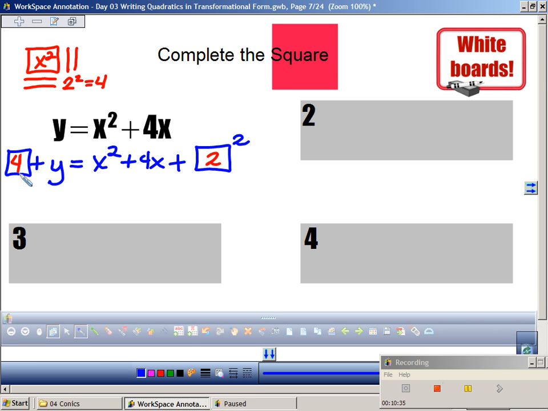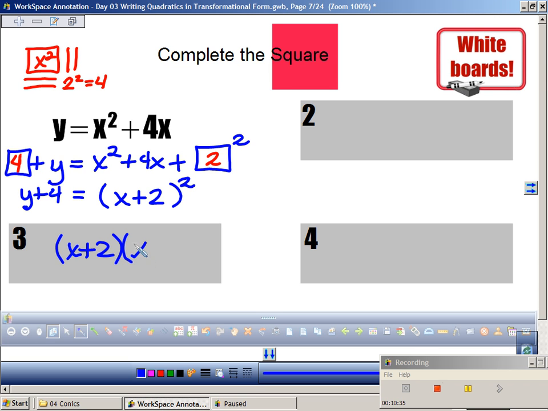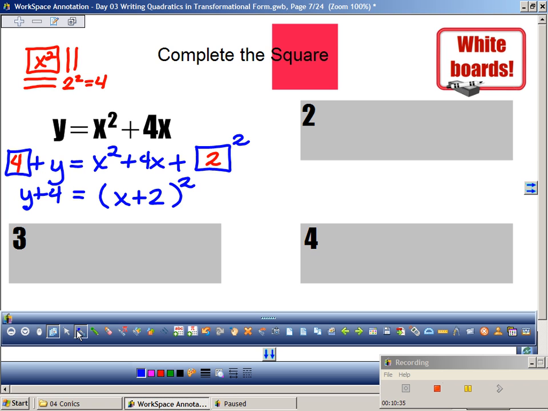So I'm going to use a commutative property here and switch them around so it looks like something that I already know is familiar to me. Y plus 4 equals, this perfect square is x plus 2 squared. And the reason for that is, if I took x plus 2 times x plus 2, I would get x squared. That's x times x. 2 times 2 is 4, or 2 squared. And 2x plus 2x makes positive 4x. Isn't that what I have here? So I created myself a perfect square binomial.